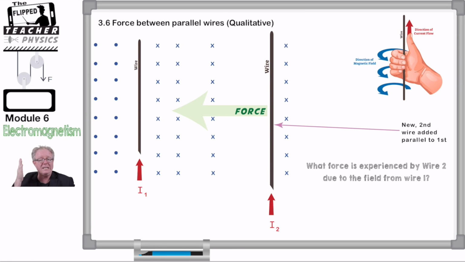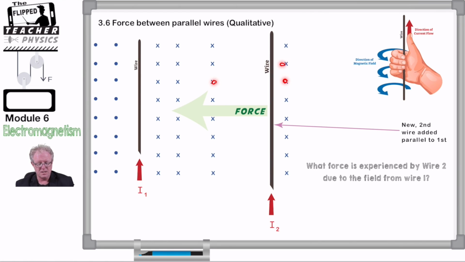We put our fingers into the page, right? Yours will be going into the screen. Your thumb goes in the direction of the current, which is going upwards, which means the force that's coming out should be going this way towards the left. So this wire will experience a force going towards the left due to the field that it is in, right? Very important, this field is not the field generated by this wire.